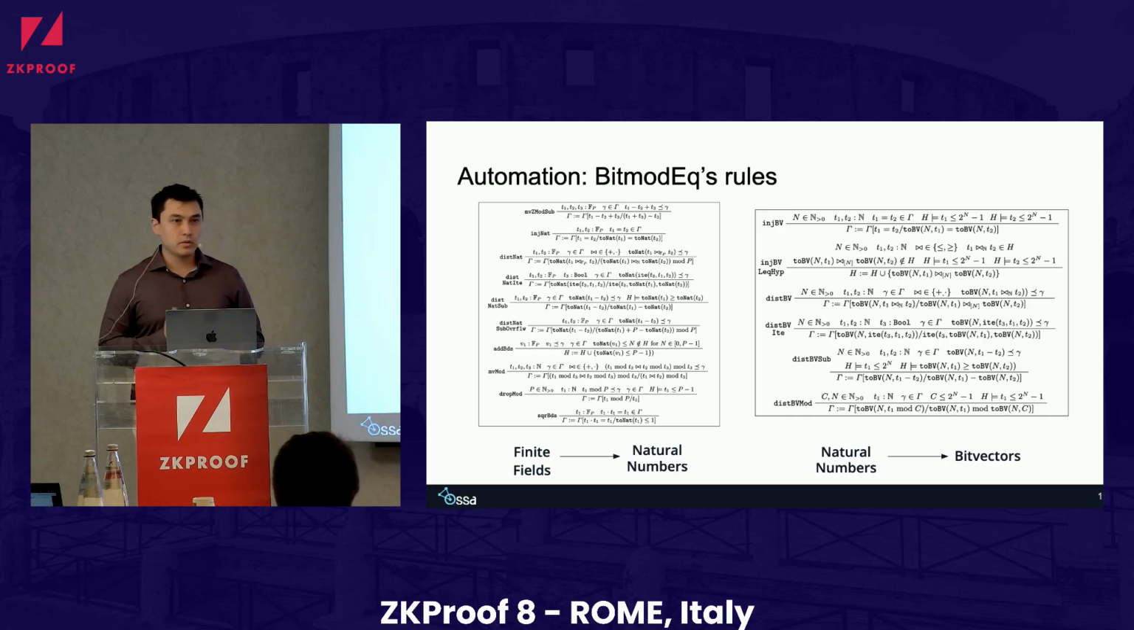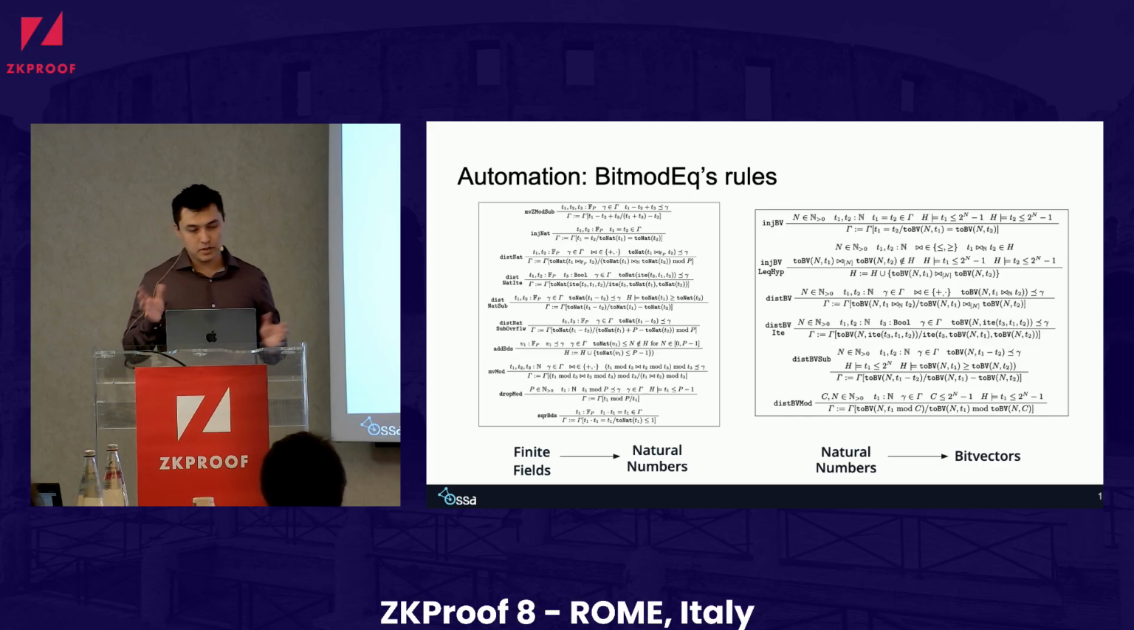These are the rules that we use to do all these range analyses. The ones on the left are from the finite fields to natural numbers, and then on the right are from natural numbers to bit vectors. These are a bunch of range analyses.